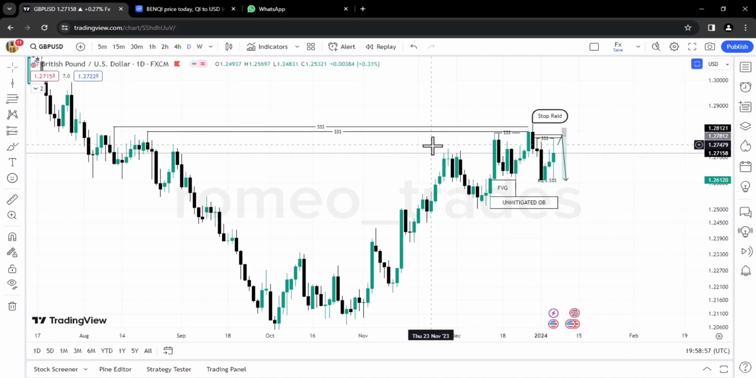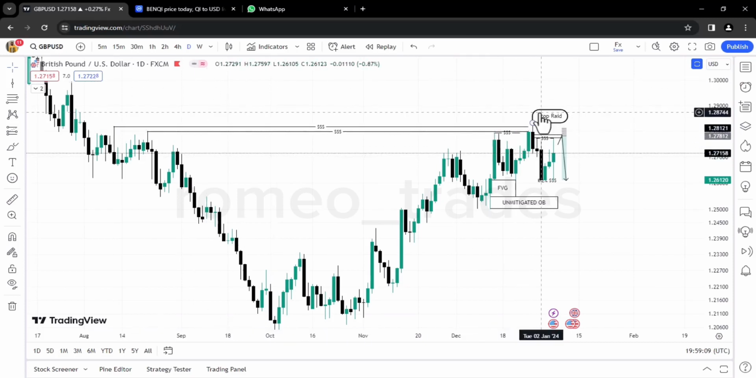All right, so firstly we could see liquidity around here, which means that this liquidity has been cleared with this single wick. All right, so this whole liquidity has been cleared. So when the market takes the buy side liquidity, what does it do? It delivers it to the sell side liquidity.